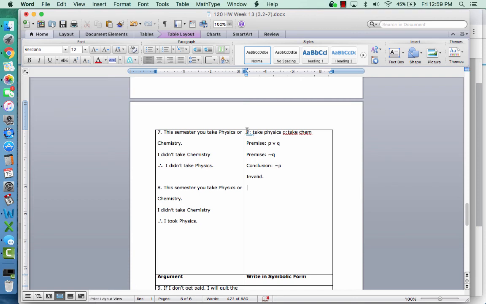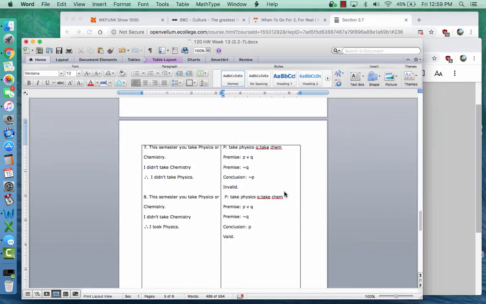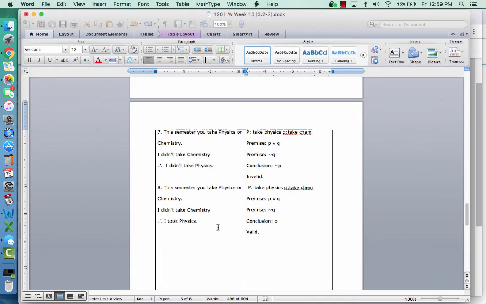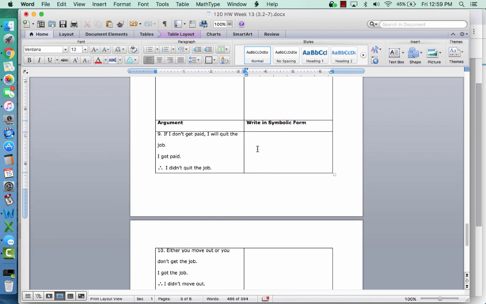So let me just copy and paste the first two lines. Take physics, take chem. This semester you take physics or chemistry. And then the second premise is I didn't take chemistry, so that is not Q. And then the conclusion would be that I took physics, which is P. That is definitely valid. That is exactly the disjunctive reasoning that fits right here. If we say P or Q and one of them didn't happen, then you can conclude that the other did happen. So that's valid.